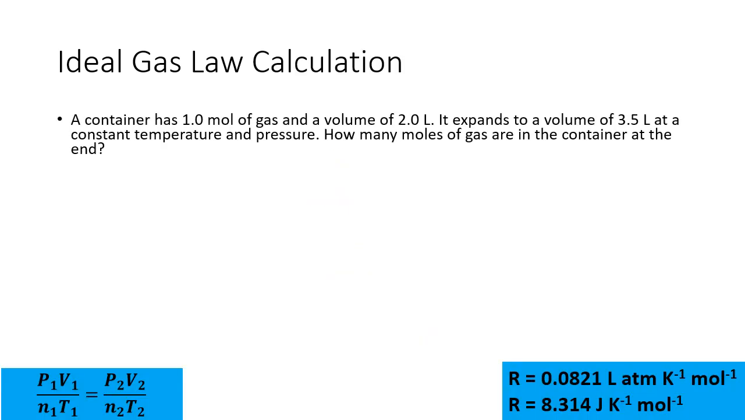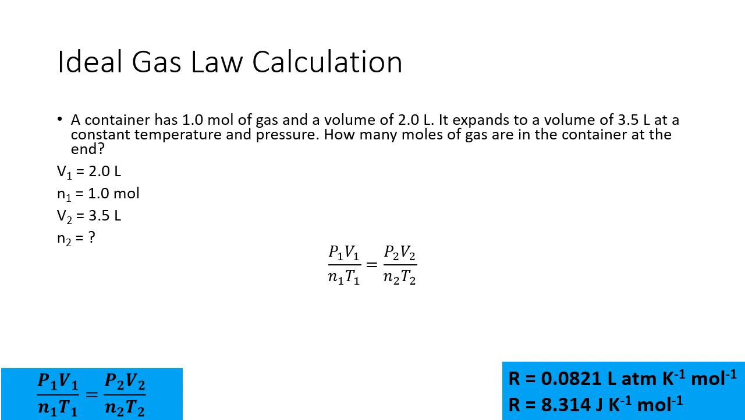A container has 1 mole of gas and a volume of 2 liters. It expands to a volume of 3.5 liters at a constant temperature and pressure. How many moles of gas are there in the container at the end? Okay, so I lay out my variables. I have my V1 is 2 liters, my N1 is 1 mole, my V2 is 3.5 liters, and I'm looking for my N2. And so I go and I take that P1V1 over N1T1, etc.